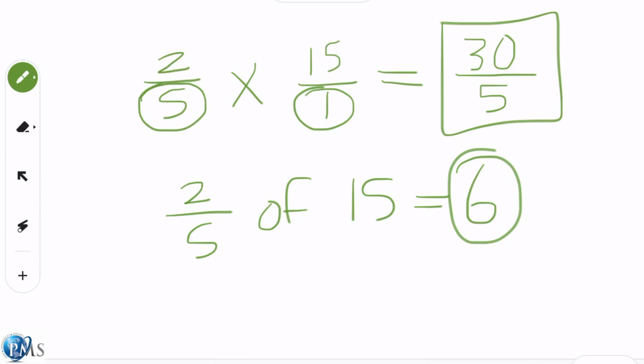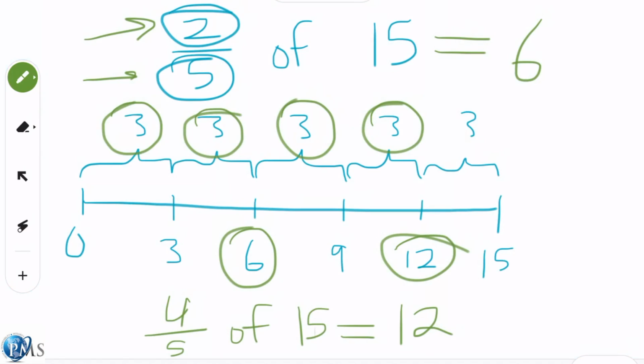Now let's look back at that last example we did. Did we also get 6 here? Sure enough, we did. Look at the top here. 2/5 of 15 we said was equal to 6.